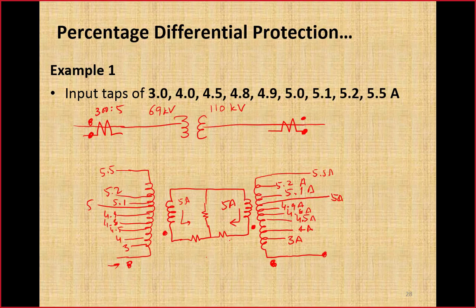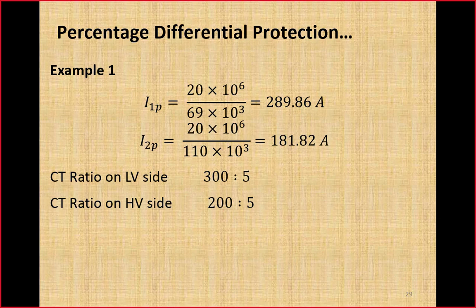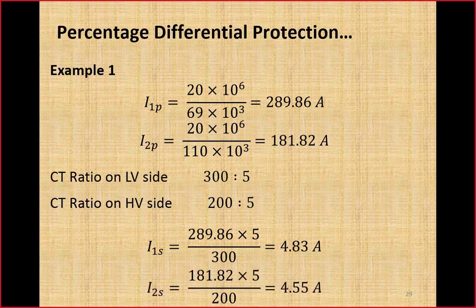300 into 5 and 200 into 5. Next thing is, let's see what will be the secondary current on the HT side and LT side. By using this CT ratio, this is the secondary current on the 69 kilovolt side, that is 4.83 ampere. What we have done, 289.86 has been divided by the CT ratio. Here 181.82 has been divided by the CT ratio to get the current on the secondary side. Let's label these two currents over there, 4.83 and 4.55.